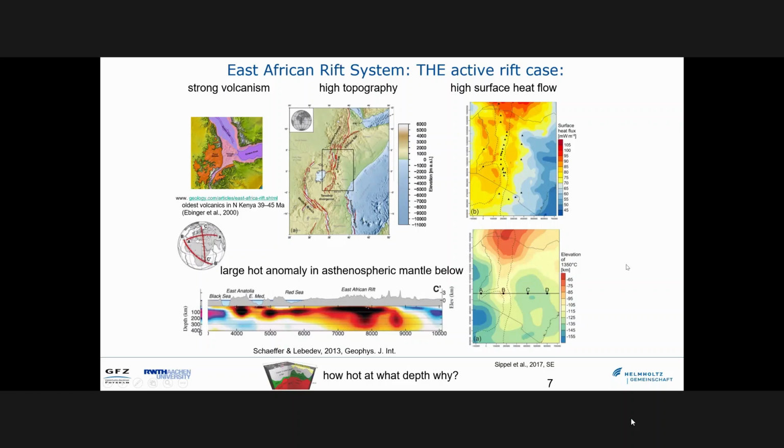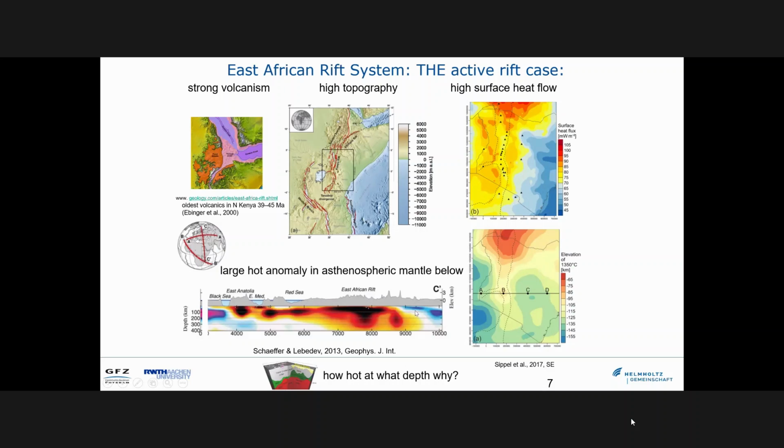So let's start with the East African rift system, the active rift case. We know there is strong volcanism, we know that there is a high topography, and we know that there is a high surface heat flow that correlates with the presumed elevation of the thermal lithosphere-asthenosphere boundary that we can translate from shear wave velocity models that we take from seismic tomography. Here is just one example shown from Schäfer and Lebedev that is crossing the East African rift and shows this big dark blue-red blob below the rift.